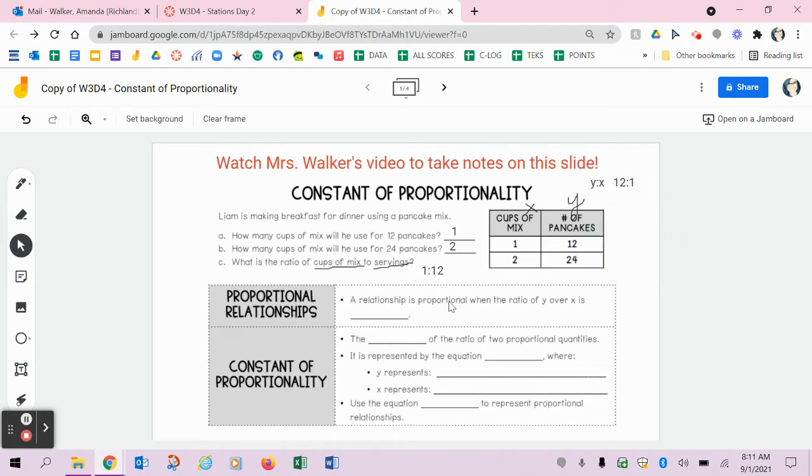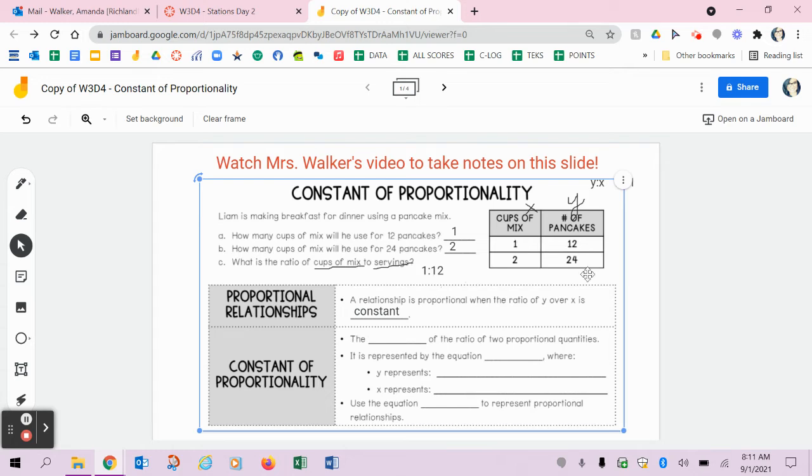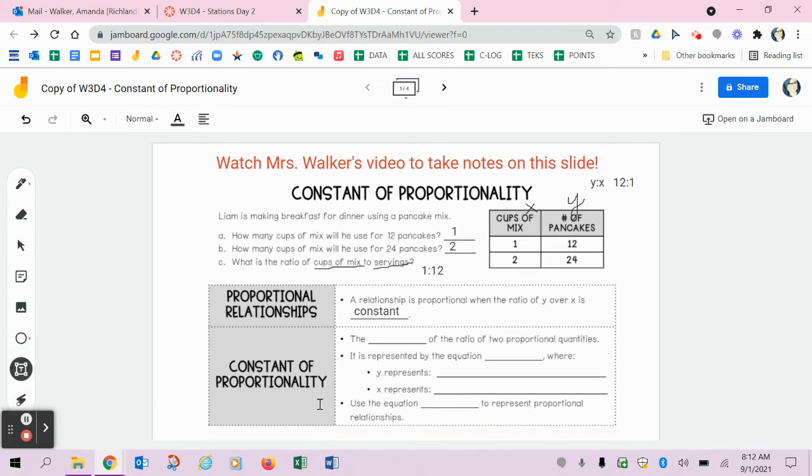A relationship is proportional when the ratio of y over x is constant. If I go through the entire table and do y divided by x equals 12, y divided by x equals 12, y divided by x equals 12, and it's constant all the way through the table, that means the relationship is proportional. Given the data that we have here, this relationship is proportional. A constant of proportionality is basically just the value of the ratio that you're given. So if I did 12 divided by 1 equals 12, 12 would be the constant of proportionality.